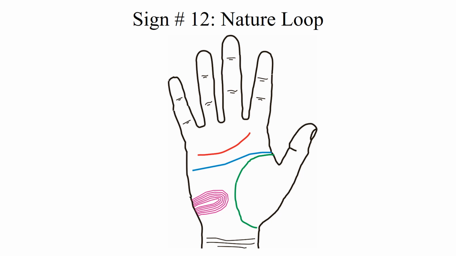Sign number 12, Nature Loop. The nature loop starts from the outer edge of the palm, and terminates in Mount Luna. The person, having this sign, likes to be close to nature. The presence of the nature loop reveals that the person would possess special abilities to communicate with animals. Such a person would be expected to succeed as a veterinarian.